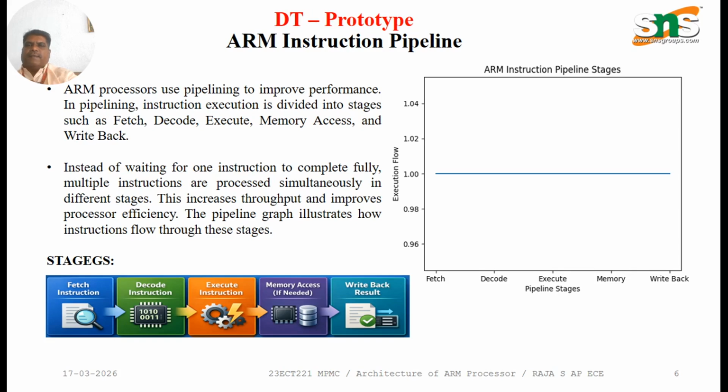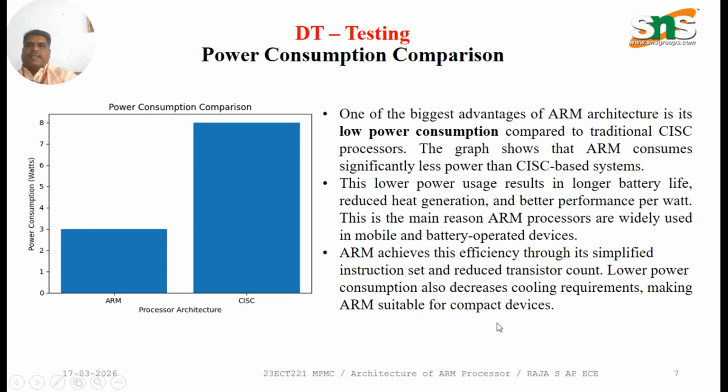The pipeline graph illustrates how instructions flow through these stages. So this figure shows the graph between execution flow and pipeline stages. Next is the power consumption comparison. Compared to CISC, ARM has very low power consumption.